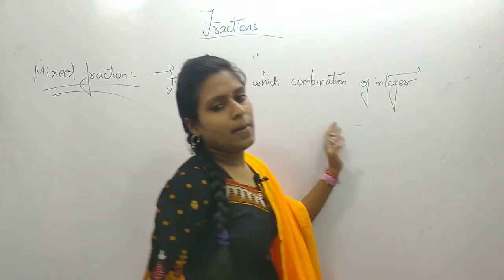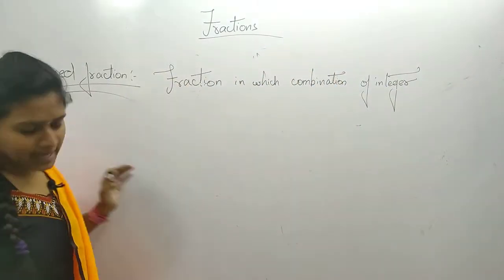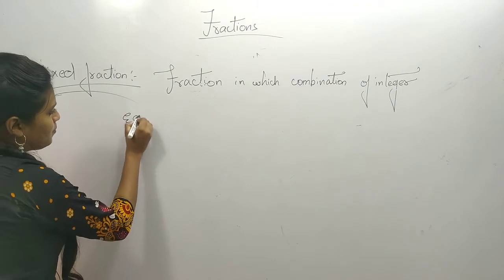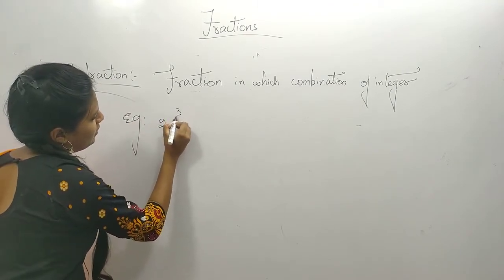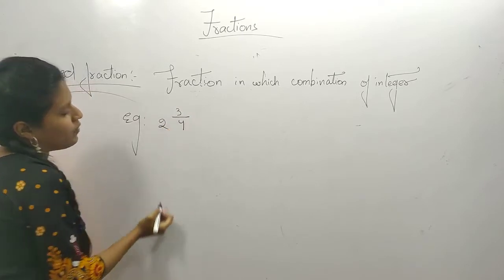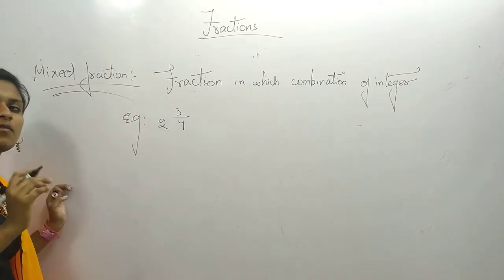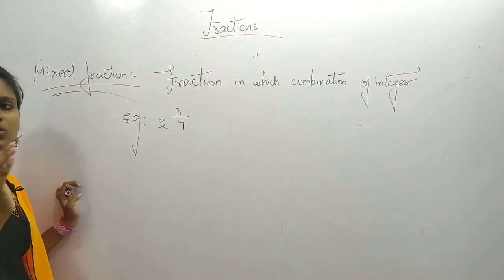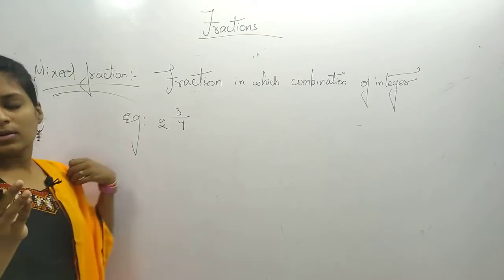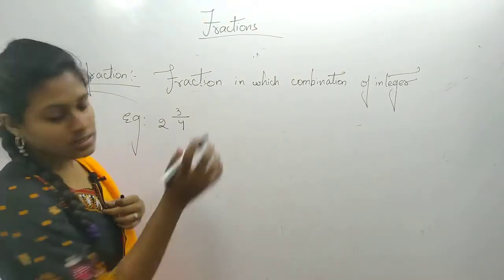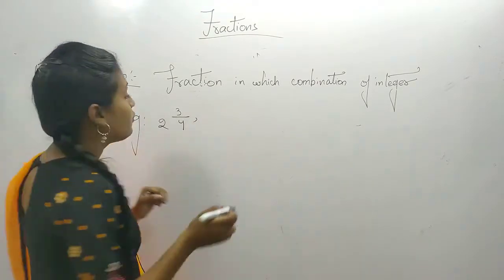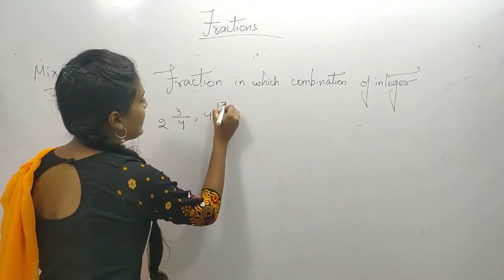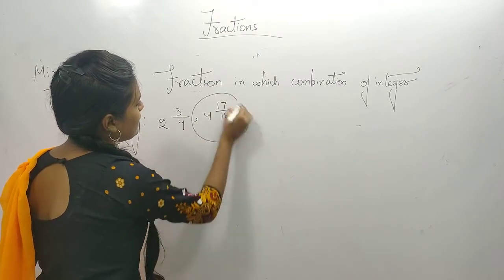Let's take an example. 2 whole 3 by 4. What is an integer? Integers start from 0, 1, 2, 3, 4. So 2 whole 3 by 4, 4 whole 17 by 18. These are mixed fractions.